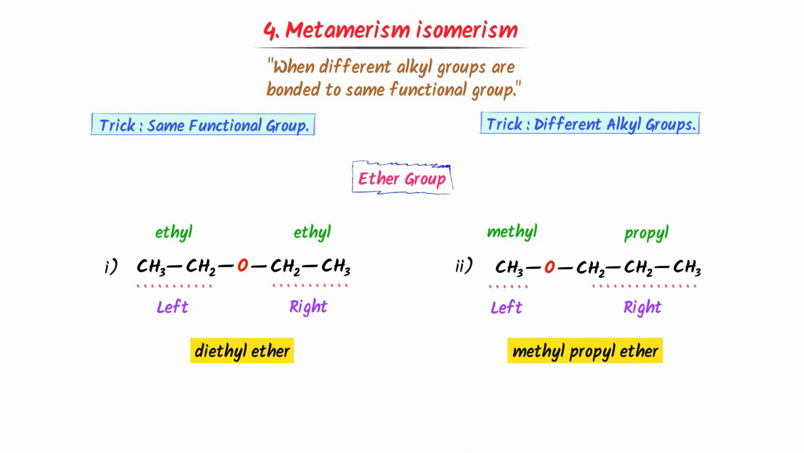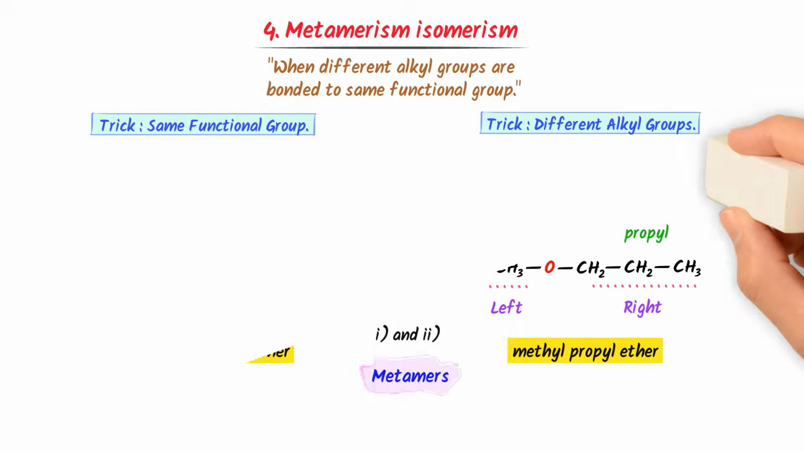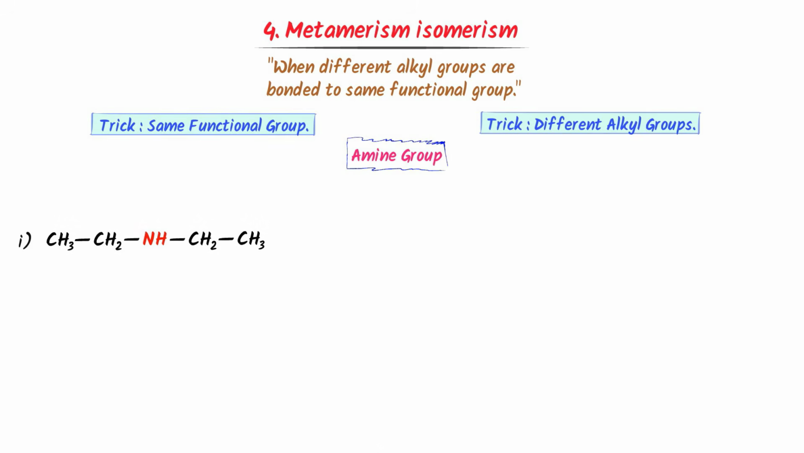Now listen carefully. These two compounds have the same functional group, which is ether. But at the left side of this molecule, there is ethyl, while at the left side of this molecule, there is methyl. According to the condition, these molecules have the same functional group, but different alkyl groups are attached to it. Thus we call them two metamers of each other or two isomers of each other. Hence note it down.